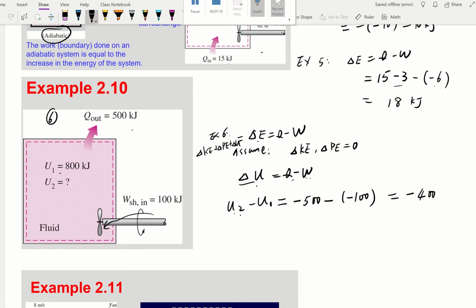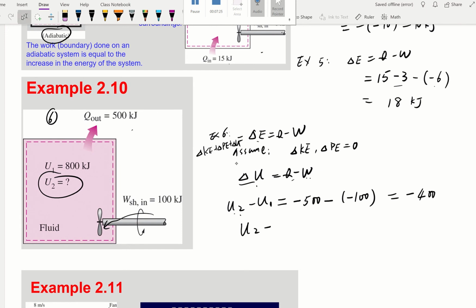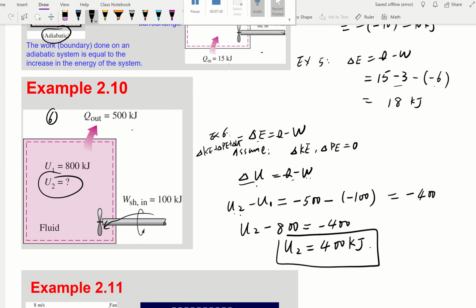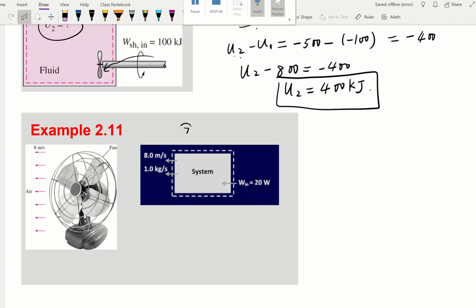Then they want you to find the final internal energy, U2. Then we have U2 minus the initial internal energy, which is 800, substituted in, is equal to negative 400. Then we can find our U2. That will be equal to 400 kilojoule. Okay, so that's another example of the first law. Now let's look at the final example. We call this example number 7.